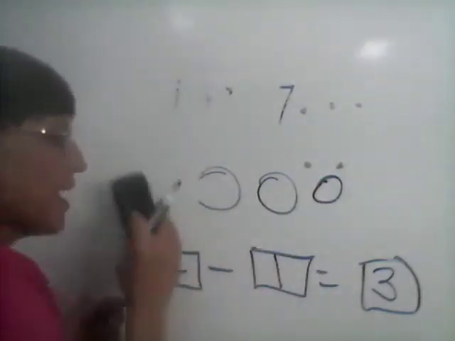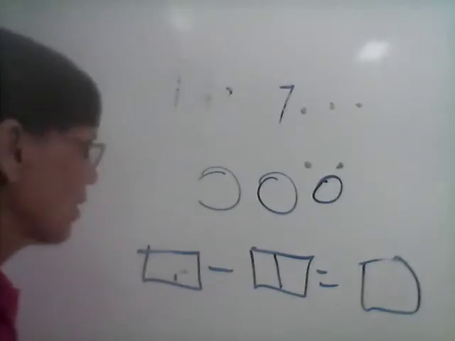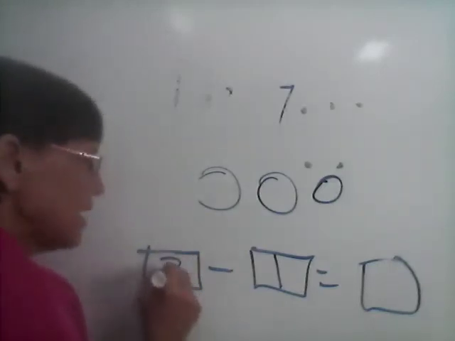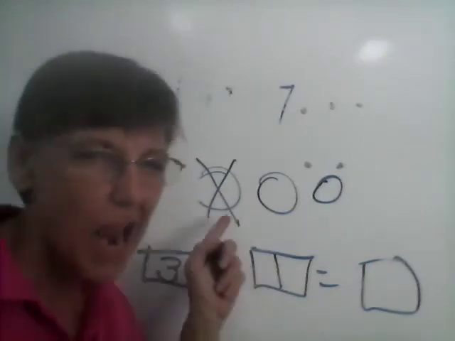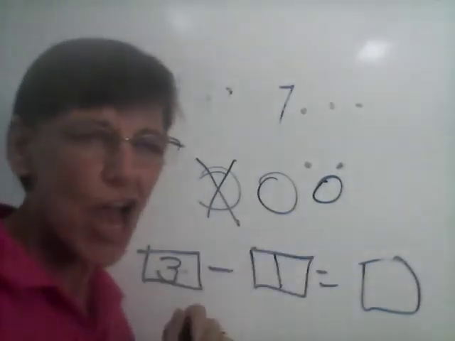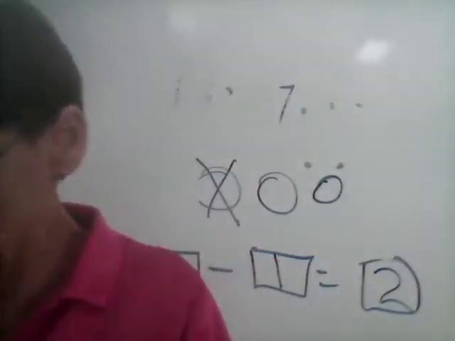Now, we have 3. It says we have 3. Cross off 1. 3 take away 1 is 2. Good. Okay, almost running out of time here.